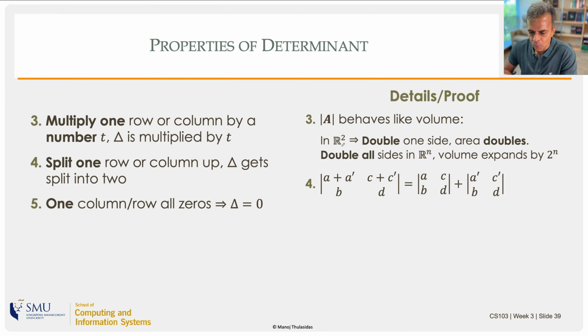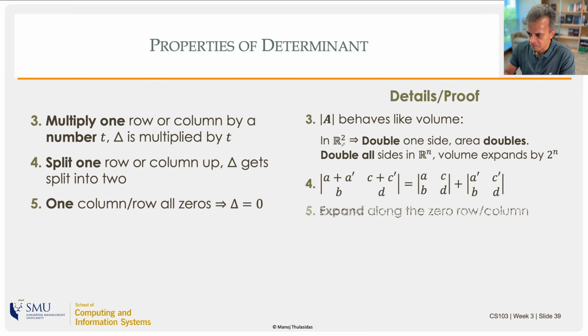Another thing is one column or one row being all zeros immediately implies that the determinant is 0. Why? Well, you just expand on that row that is 0 or that column that is 0, because you're allowed to expand on any row or any column. So every one of the Laplace formula terms will have a 0 multiplying it, so the whole determinant is 0.